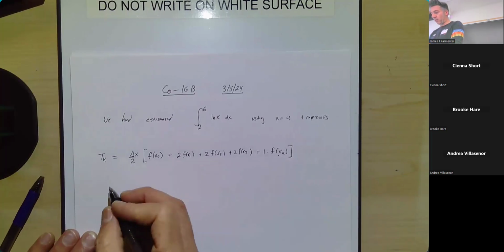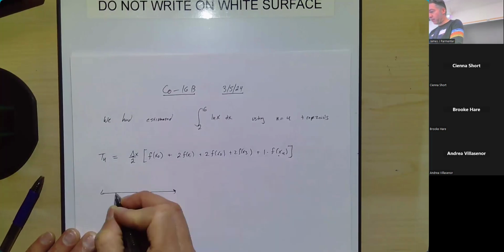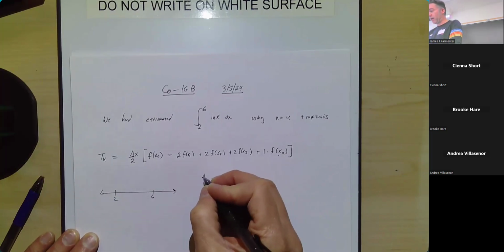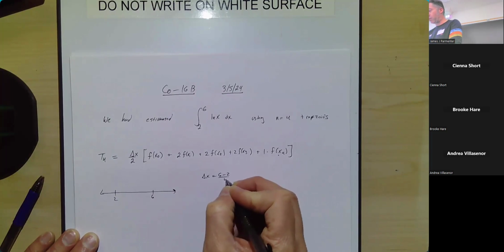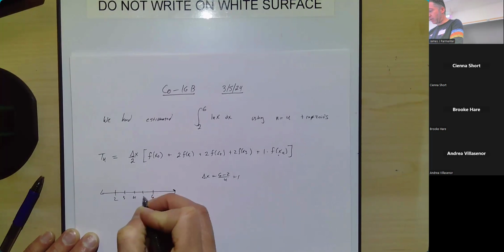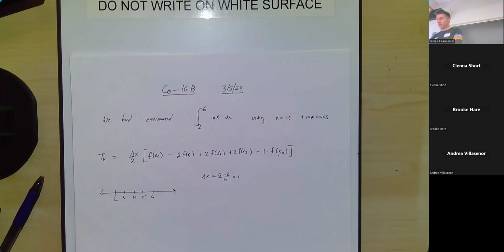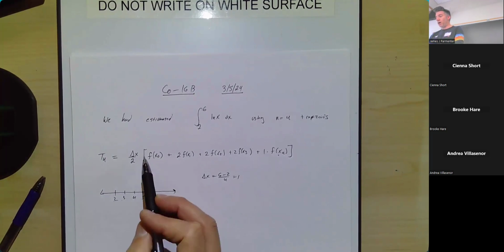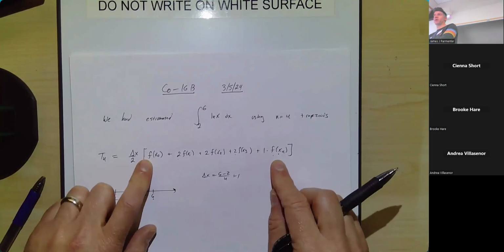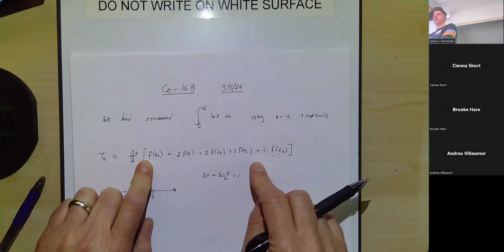So if I draw my little interval here from 2 to 6 and break it up into 4 equal subsections, my delta x is (6 minus 2) over 4, which is 1. And then I have exactly 5 endpoints: 1, 2, 3, 4, 5. You have 4 intervals, you have 5 endpoints. And then it's a 1, 2, 2, 2, 1 pattern. The first and last ones get a 1 coefficient. The other 3 get 2s.